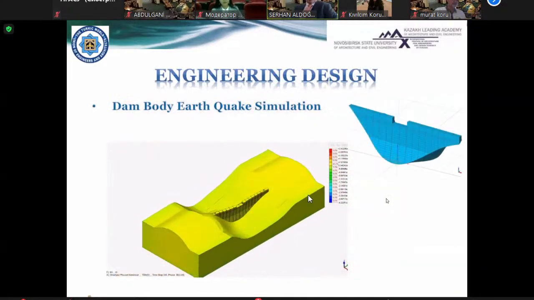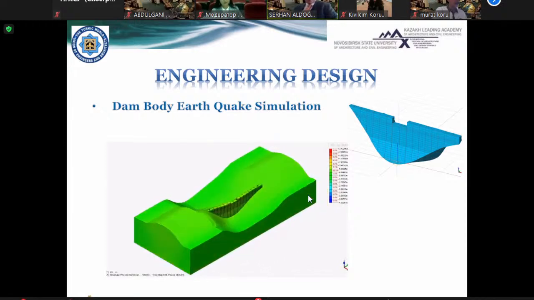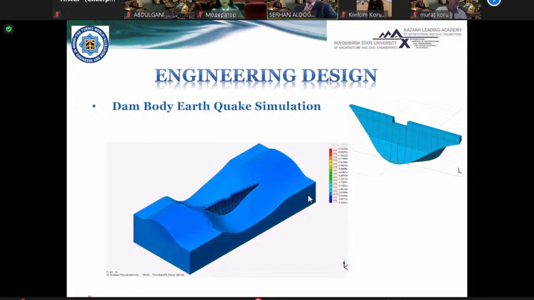What is important for dam engineering? The simulation. You have to simulate everything about the dam. For example, you see the dam body. This is a very exaggerated simulation, almost 100 times; the displacements are magnified 100 times. But when an earthquake comes to the body and the location, you see the displacements.